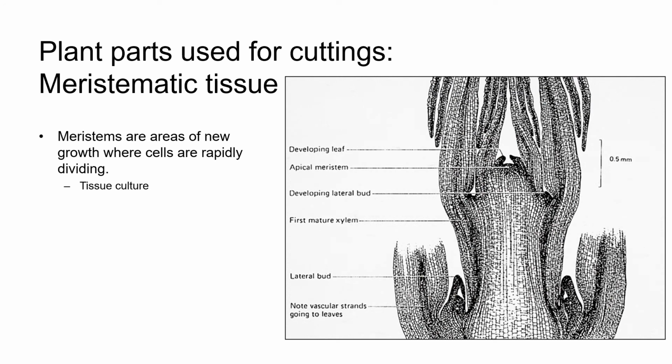As you learned in the unit on basic botanical terminology, meristems are areas of new growth where cells are rapidly dividing. Micropropagation techniques used in tissue culture are able to excise, which means cut out, these tiny areas and propagate them in vitro in a lab under sterile conditions.